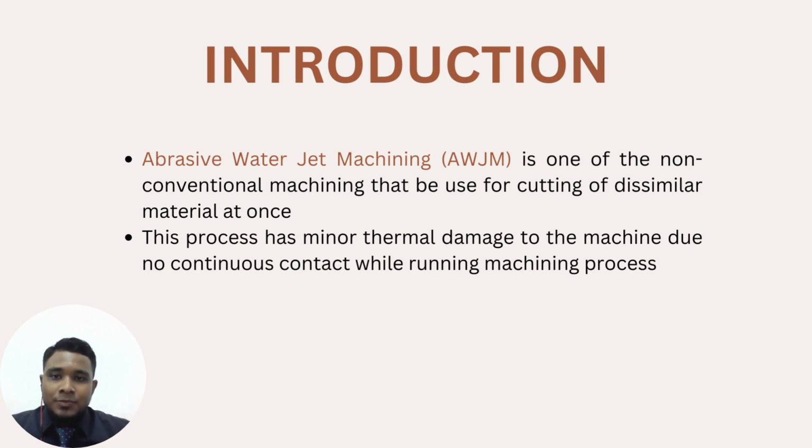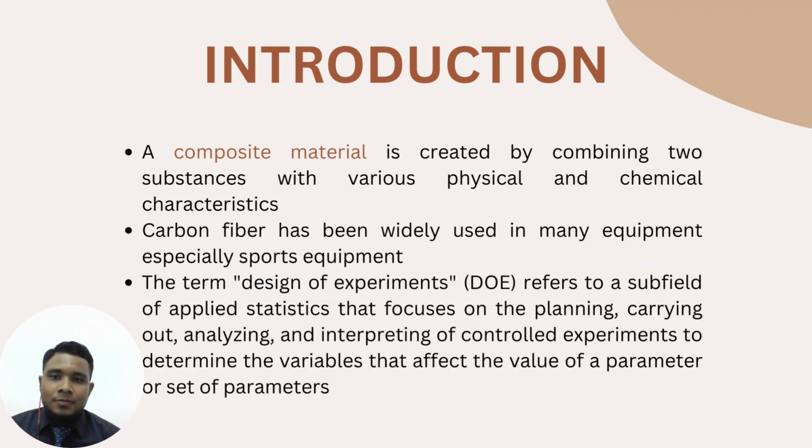Okay, for the introduction, abrasive water jet machining, AWJM, is one of the non-conventional machining processes that is used for cutting dissimilar materials. This process causes minor thermal damage to the material due to no continuous contact while running the machining process. A composite material is created by combining two substances with various physical and chemical characteristics. Carbon fiber has been widely used in many equipment, especially sport equipment.